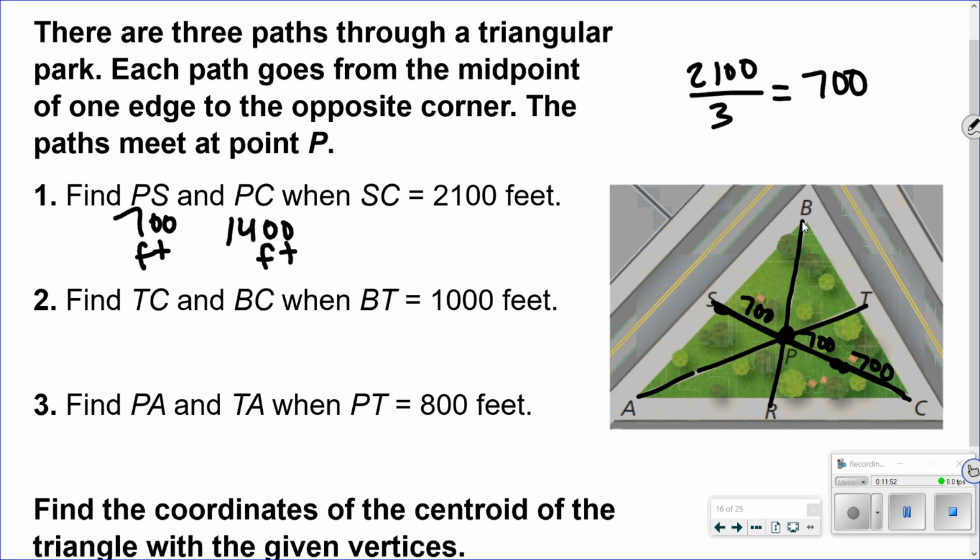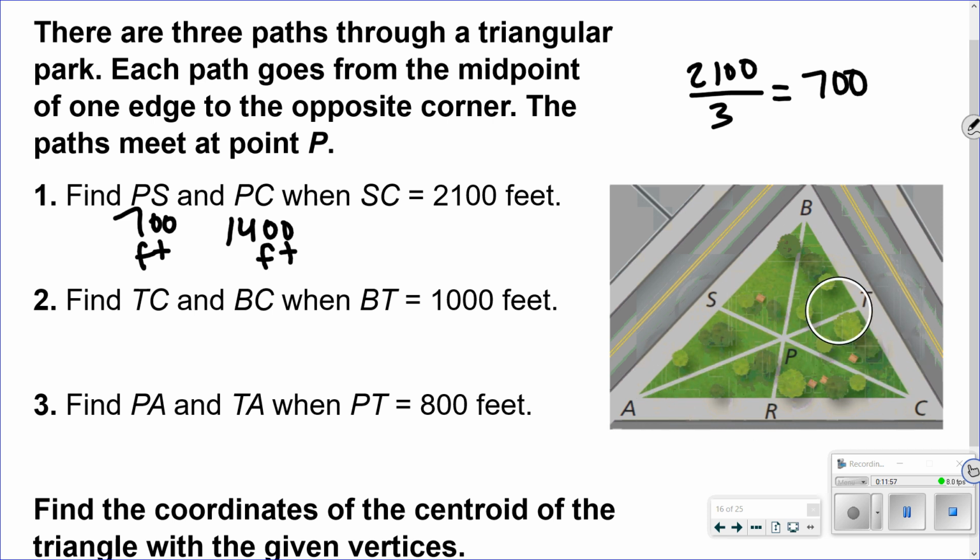Okay, next one says find TC and BC if BT is equal to 1,000. So let's look at that one. So BT is equal to 1,000. And it wants me to find TC. Well, remember, this is the median, which means T is the midpoint. So if BT is 1,000, that means TC has to be 1,000. And then BC, the entire thing, you would just add those together, so it's got to be 2,000.